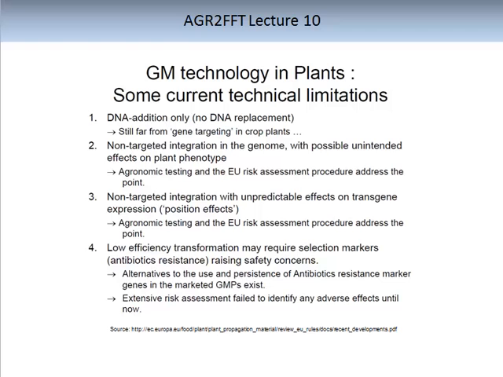Fourth, there is a low efficiency in transformations, which may require selection markers or antibiotic resistance, raising safety concerns. Alternatives to the use and the persistence of antibiotic-resistant marker genes in the marketplace of GMOs exist. Extensive risk assessment failed to identify any adverse effects until now.